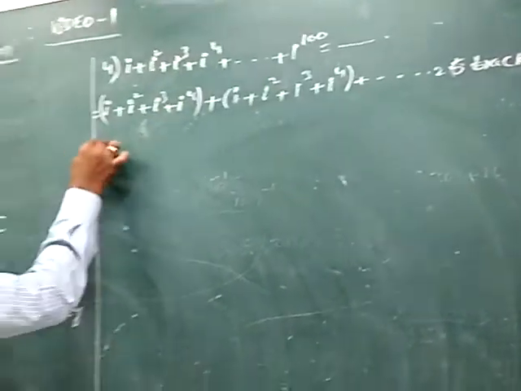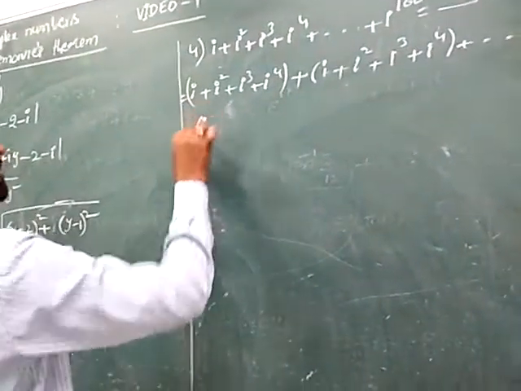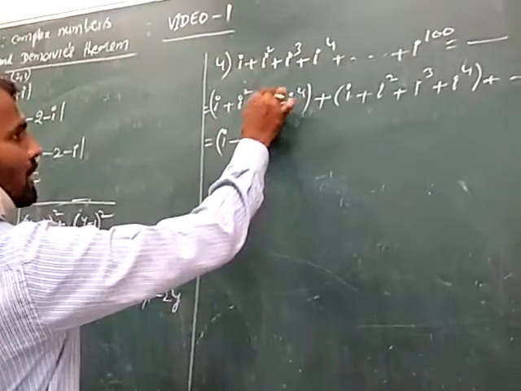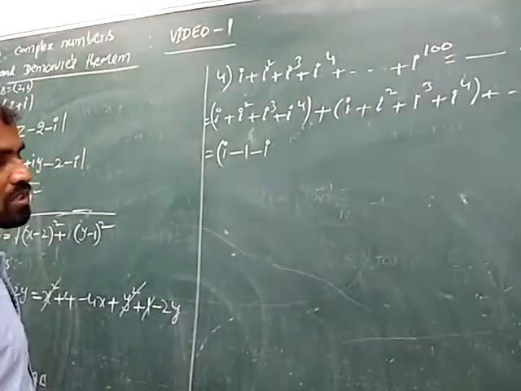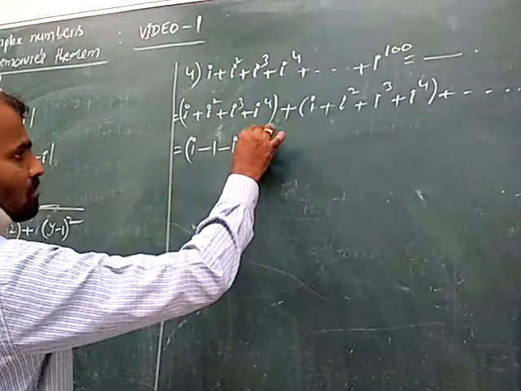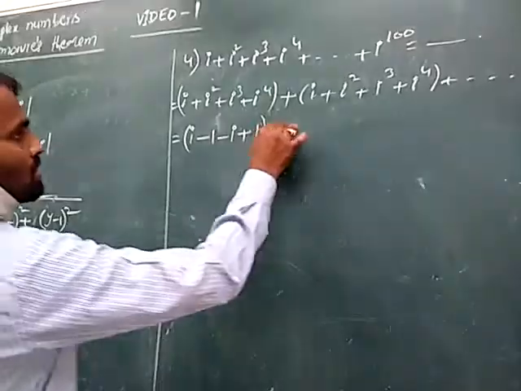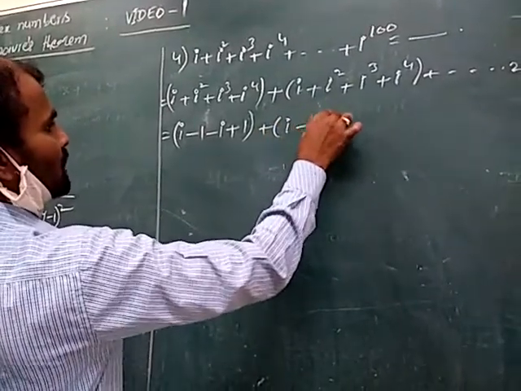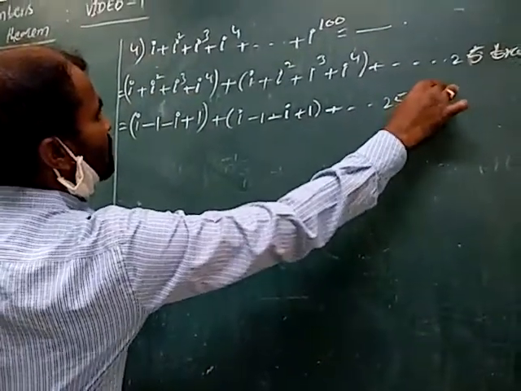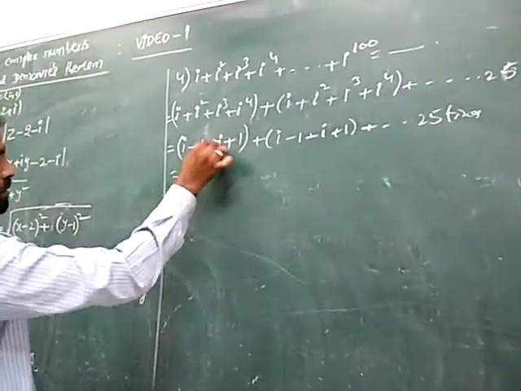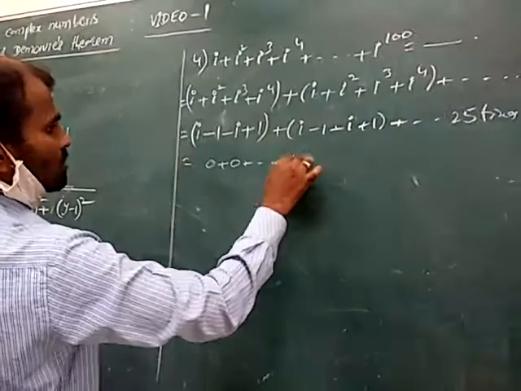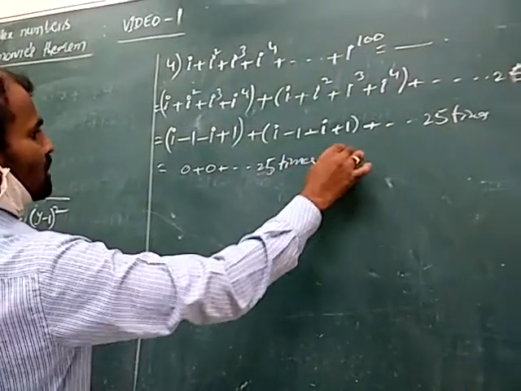Now observe the first bracket. I remains same, I square is minus 1, I cube is I square into I, that is minus 1 into I becomes minus I. Plus I power 4 is I square whole square, minus 1 whole square is 1. The second bracket is also the same: I minus 1 minus I plus 1, like that 25 brackets, that is 25 times. So observe here, I minus 1 minus I plus 1 is 0, 0 plus 0 plus and so on, 25 times. So adding 0 25 times will get 0 only.